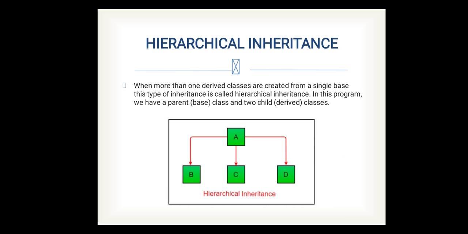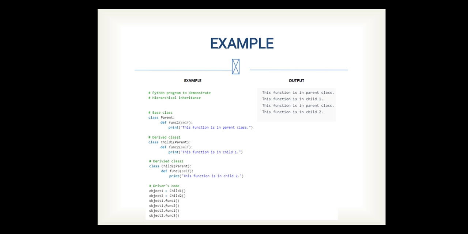Next is hierarchical inheritance. In hierarchical inheritance, there is a single parent class with many child classes, two or more child classes inherited from it. When more than one derived class is created from a single base class, this type of inheritance is called hierarchical inheritance. So we'll see this example.